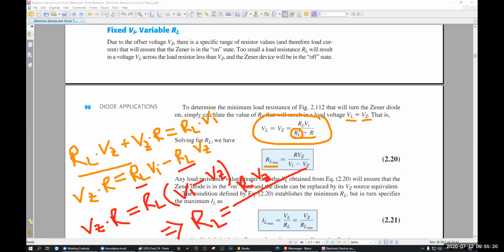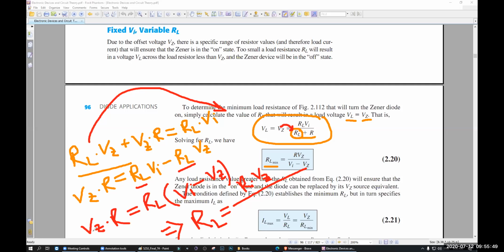RL into VI. Okay, let's multiply these with VZ. RL into VZ plus VZ into R equal to RL into VI. Because if we multiply these, this VZ and RL will be multiplied, and this VZ and R will be multiplied, right? Then RL into VZ will go to the other side by taking a minus. We can take RL common. So RL into VI minus VZ.